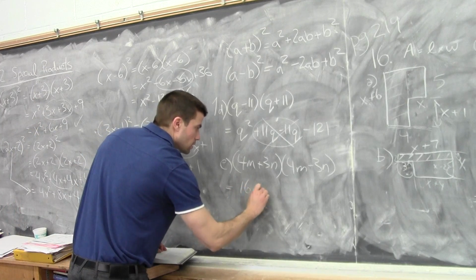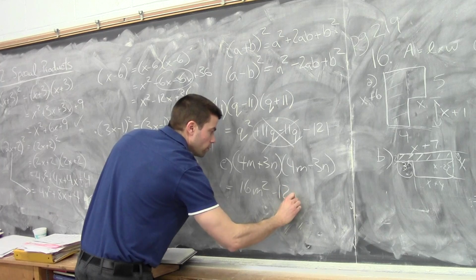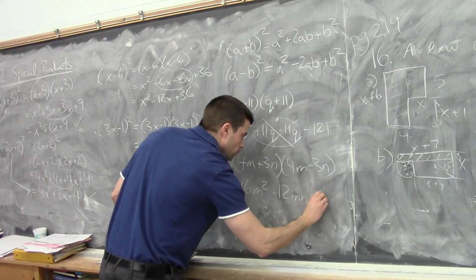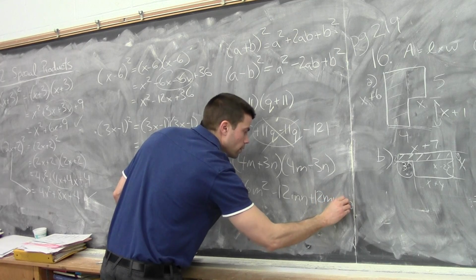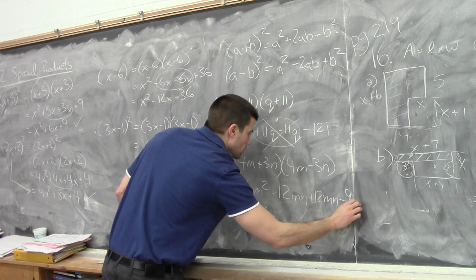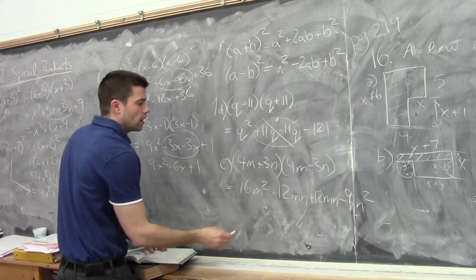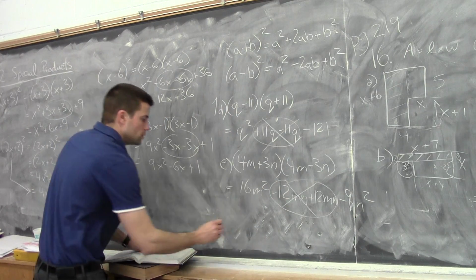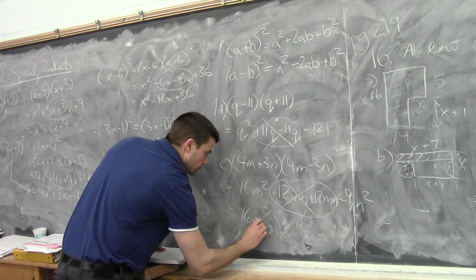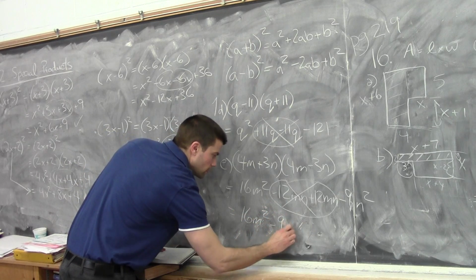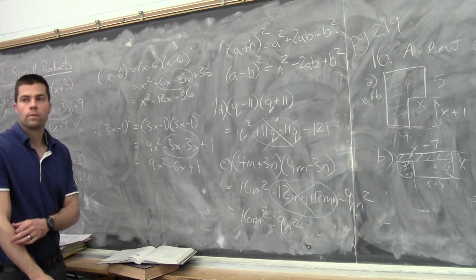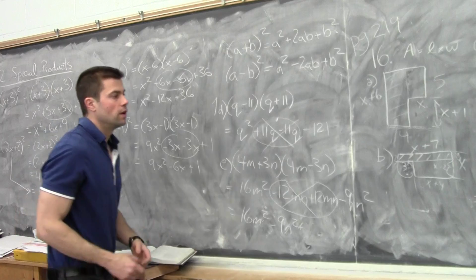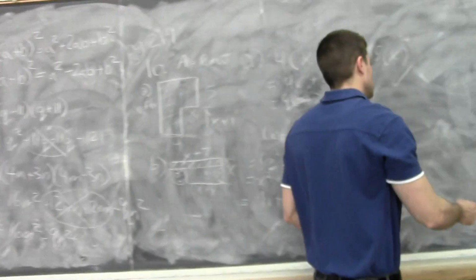We're going to get 16m squared minus 12mn plus 12mn minus 9n squared. So again, you see that these two center terms cancel. So we're left with 16m squared minus 9n squared. Okay? So we can generalize what's happening here, again, by the use of a formula.